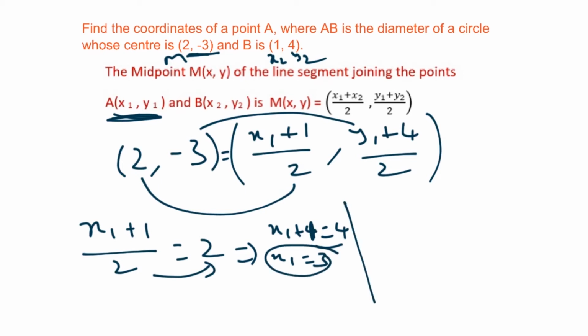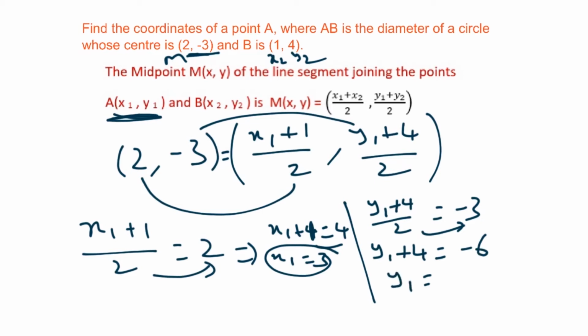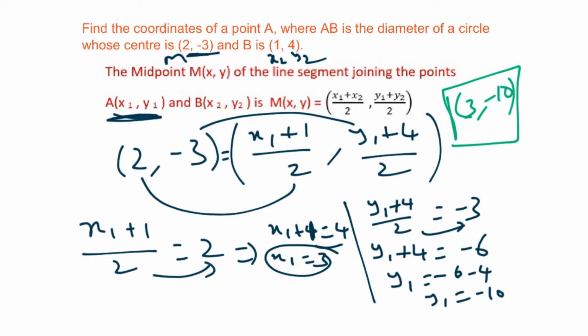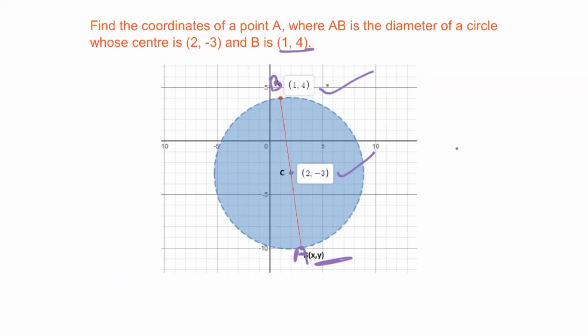Now equate the y coordinates. (y1 plus 4) by 2 is equal to minus 3. Transpose the 2 to that side, that will be minus 6. y1 plus 4 is equal to minus 6, and y1 is equal to minus 6 minus 4. So y1 is minus 10. So the coordinates of A are (3, -10).